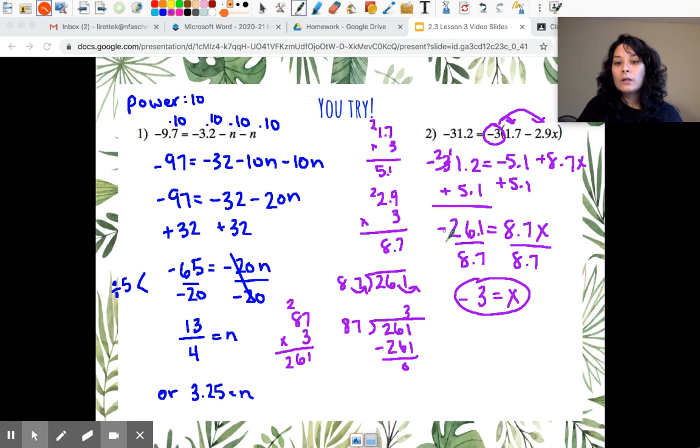Last thing, you want to make sure to go back to the original problem to adjust the sign of your answer if needed. So these were the last two problems.